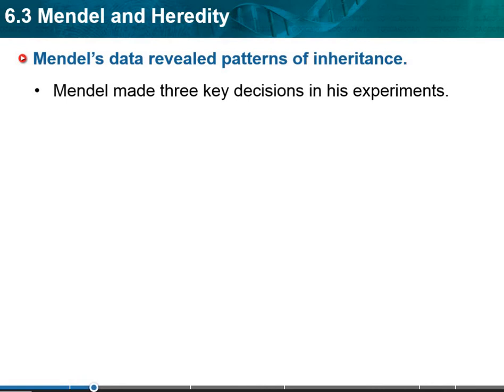So Mendel made 3 key decisions in his experiments. He used purebred plants. The plant that he used was a pea plant, and he chose them because they didn't take up much room. They were quick growing, something that they could eat. But they are a good use in a science experiment because it doesn't take long for them to mature, things like that.